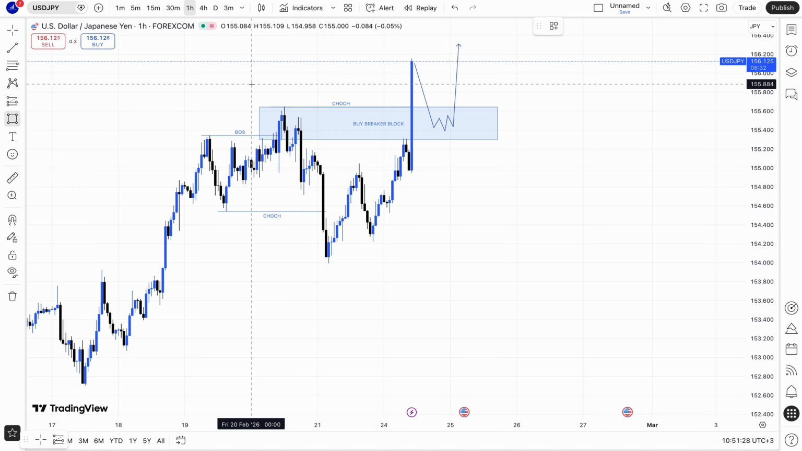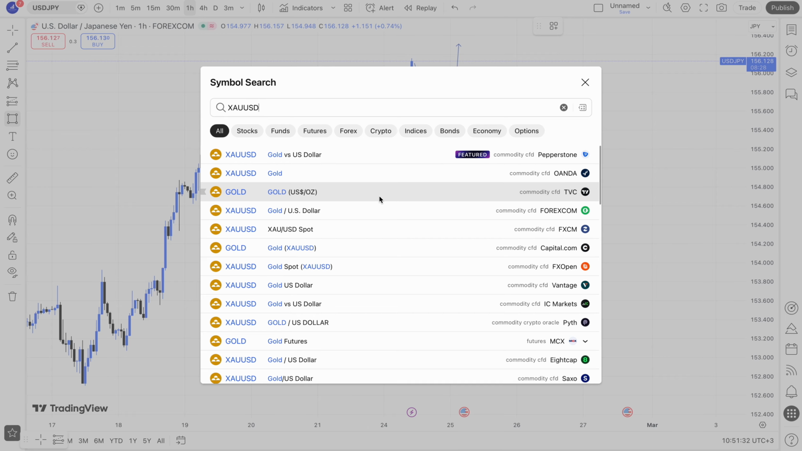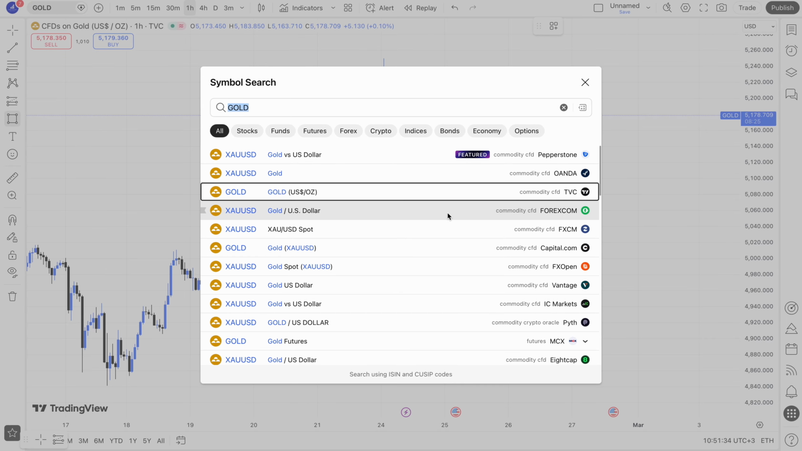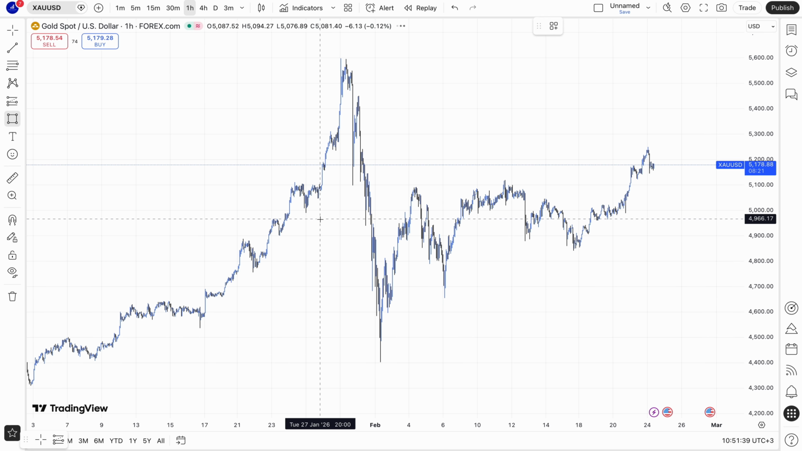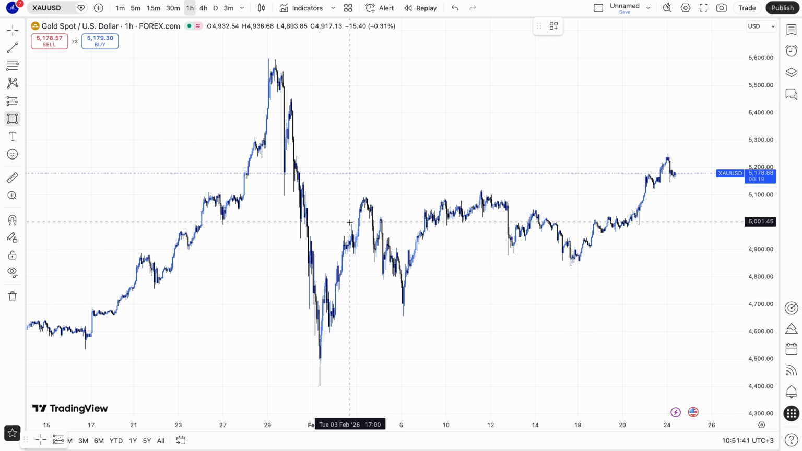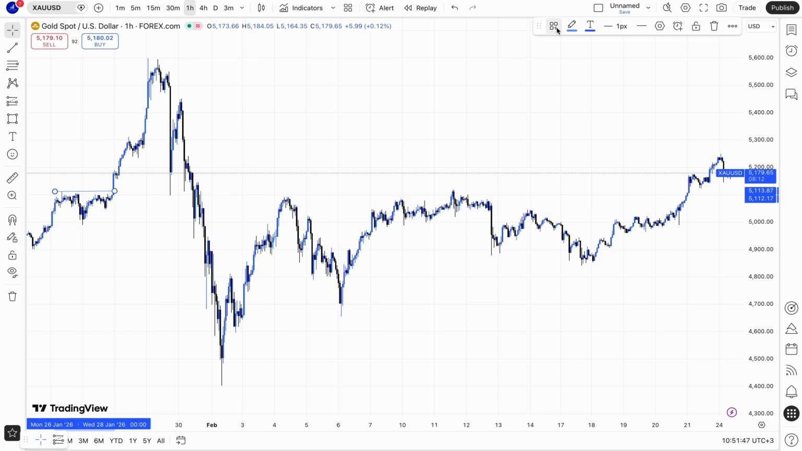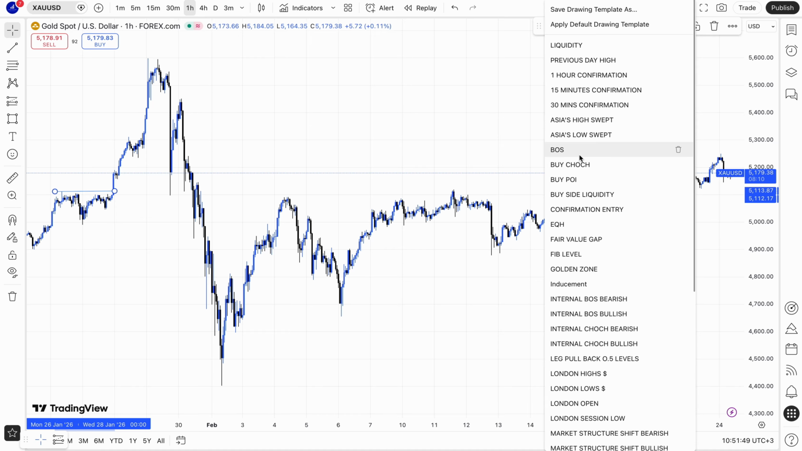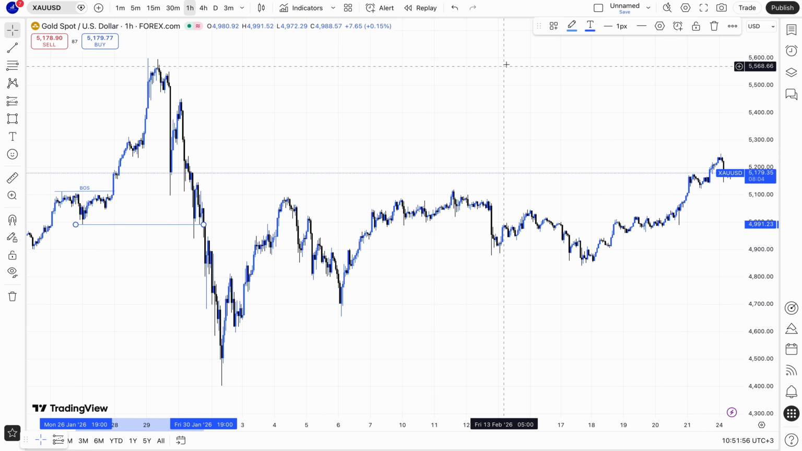Okay, guys, that's it. Then the last one is, of course, gold. As you can see, gold is very, very simple, because we had our last break of structure to the upside from the last bullish trend, and later on you had our change of character to the upside, external market structure.